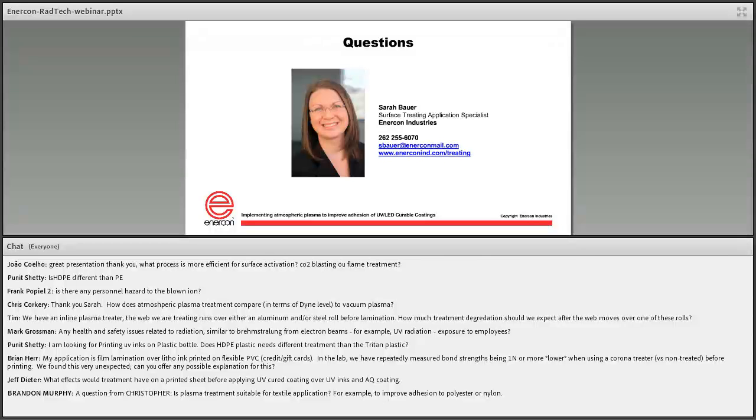Another piece that I didn't touch that much on is the web treating end of things. I showed a lot of pictures of objects, but obviously treating films and foils in an inline process is another piece of what we do. And so it sounds like we have a question.